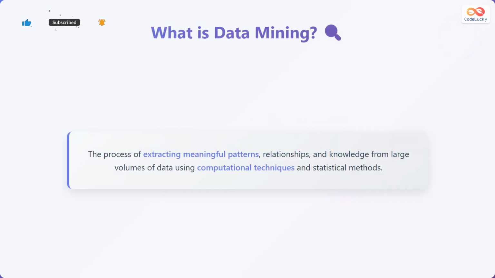So, what exactly is data mining? Data mining is the process of extracting meaningful patterns, relationships, and knowledge from large volumes of data. It involves using computational techniques and statistical methods to uncover hidden information that can be valuable for decision-making and problem-solving.